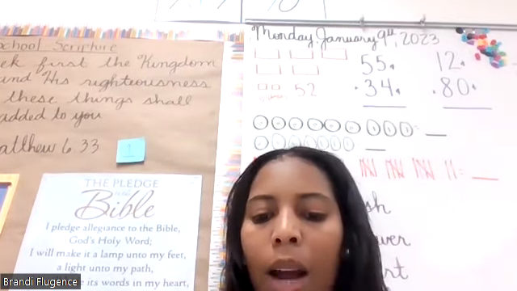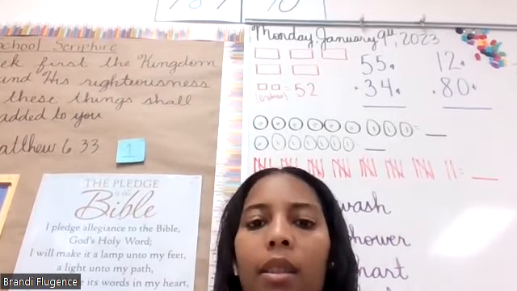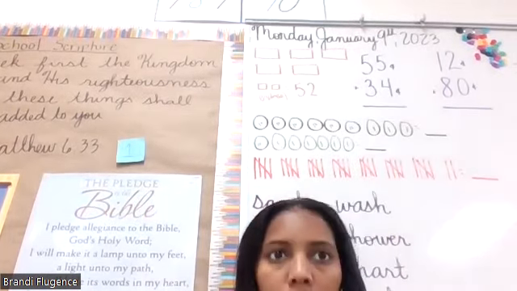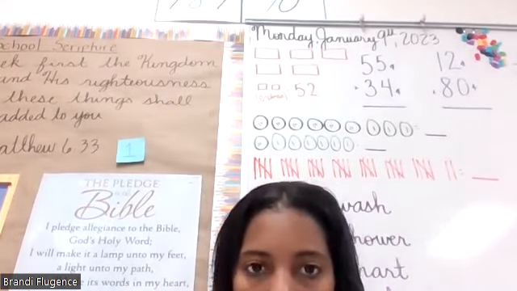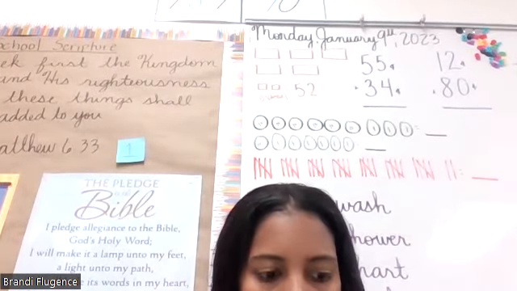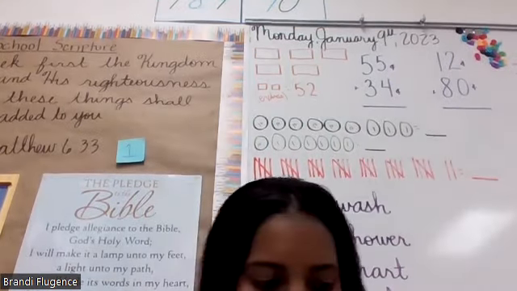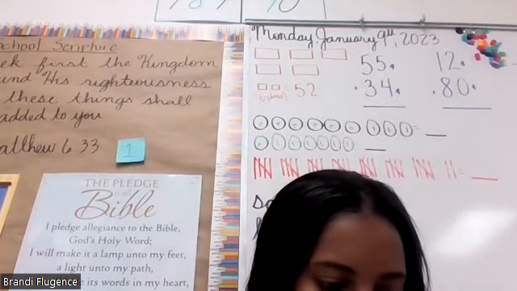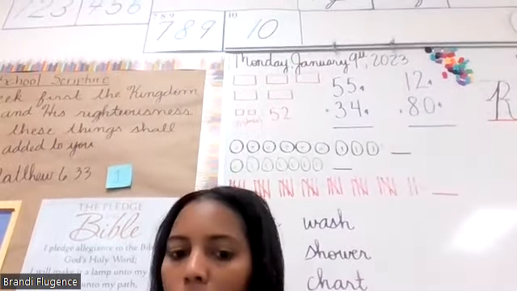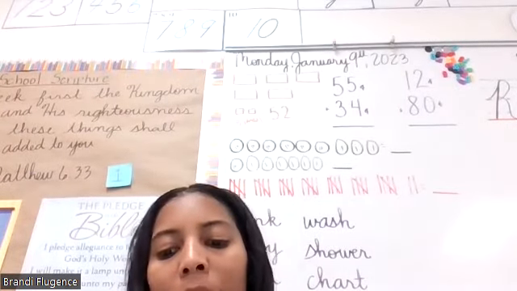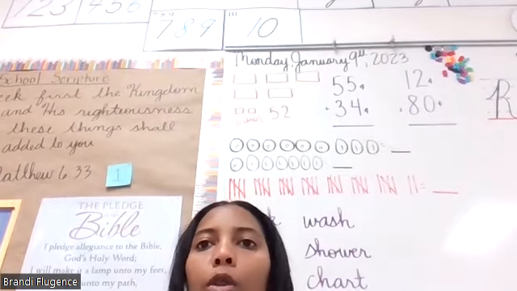All right, so how many groups of 10 does she have? Look at the box. How many groups of 10s does she have? 3. So go ahead and put a 3. She has 3 groups of 10. Okay, and the next one, how many extras does she have? 2. 2. So go ahead and put 2.